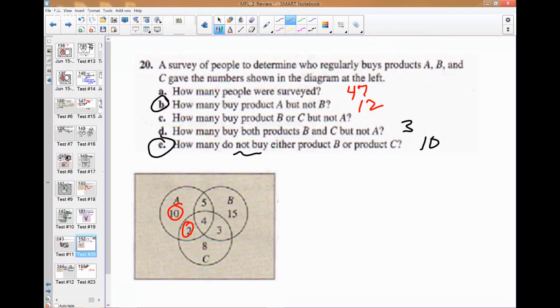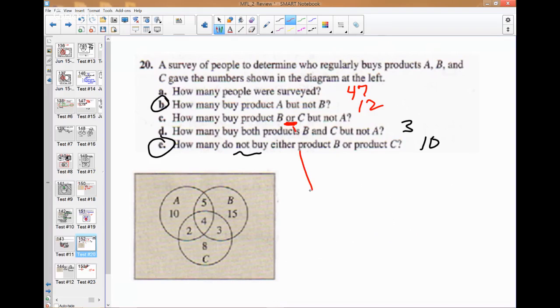Well, here, let me erase what I just drew so that it won't be so messed up. How many people buy B or C but not A? Well, first of all, do you guys recognize what you do when you see the word or in this chapter? Key word, what does or indicate? Which set operation? Intersect? Intersect is and. So or is the union.